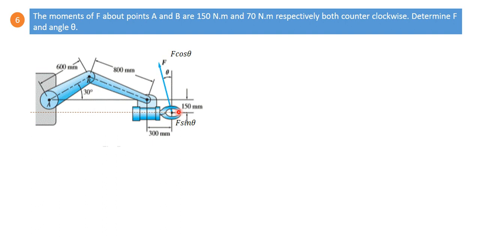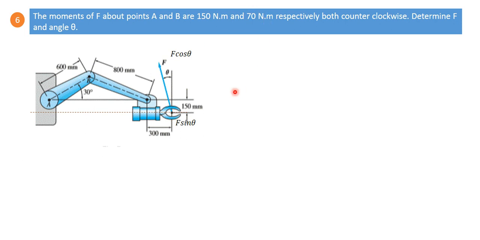One way is to do this. Let us extend this line and then draw a perpendicular from point A to this line of action of force F, and whatever distance we get, multiply by this F. This will give us a moment of 150 Newton meter. Similarly, if we draw a perpendicular from point B to the line of action of force F and multiply by this distance from B, that will give us a moment of 70 Newton meter.